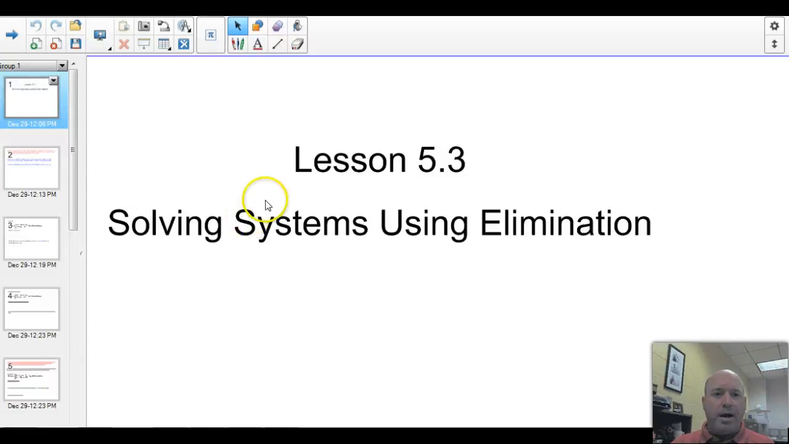Hey guys, welcome back. Today we're going to talk about lesson 5.3, and we're still solving systems, and this time we're going to use a method called elimination. So what we want to do here is look first at a first objective, and elimination is an algebraic way of solving systems. And so once again we're solving systems, so we're looking for an ordered pair that satisfies both equations, okay?